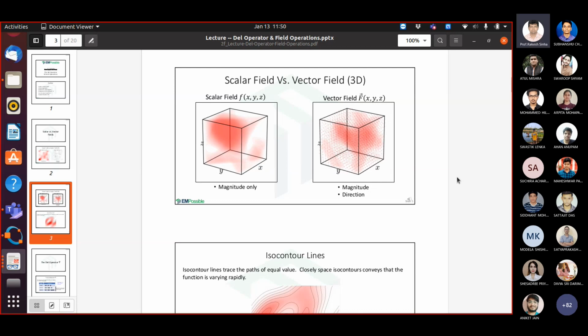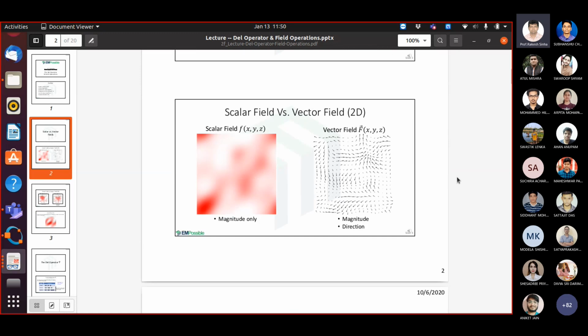Another type of representation of a field on a particular surface is called an isocontour line. So that is another kind of representation. In this one, the strength of the field is indicated by color. This is called a color map representation.